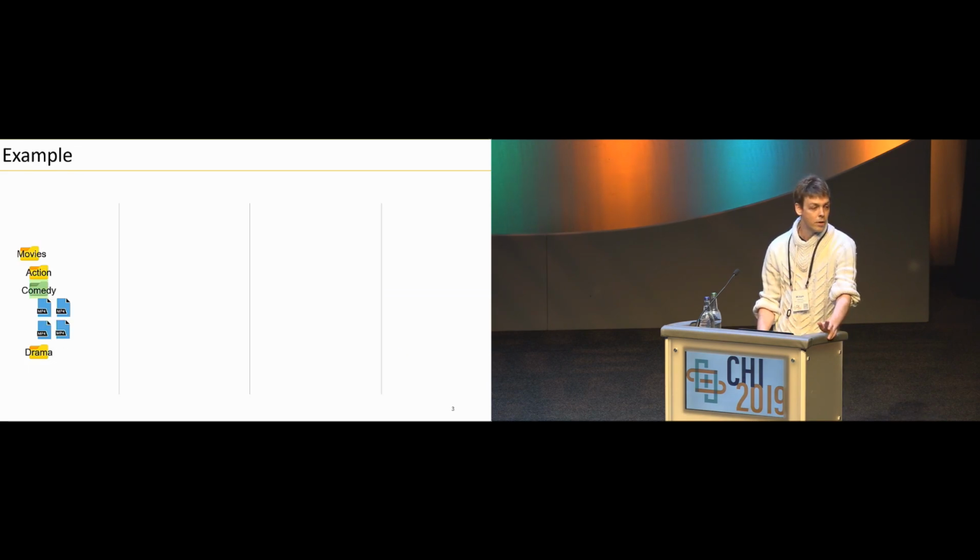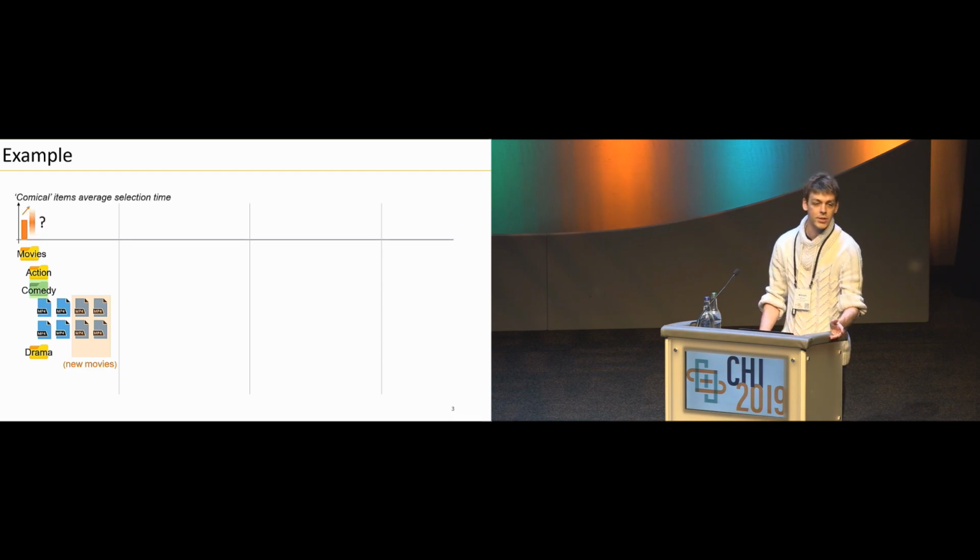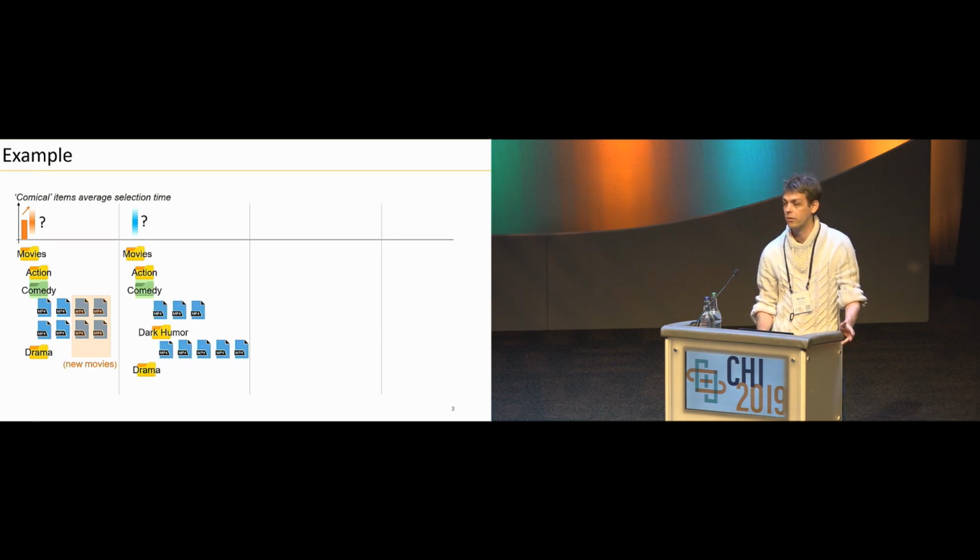Let's consider an example just to motivate this work. Let's assume I have this movie hierarchy, and I add new comedy movies. I guess the average selection time of this folder increased, but I don't know by how much. And I want to reorganize these movies anyway, so I could create a dark humor subfolder.